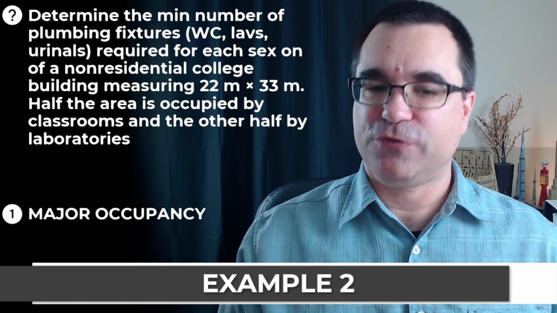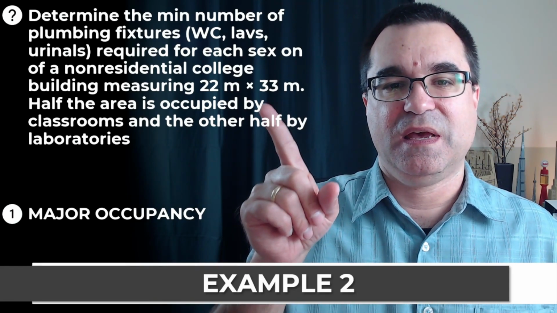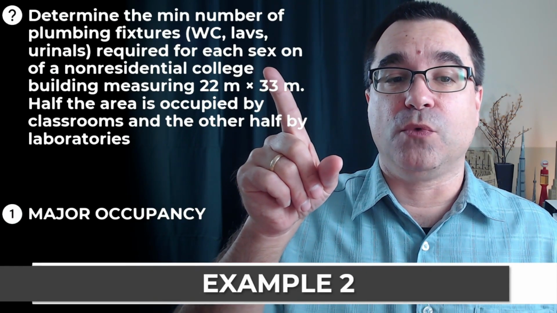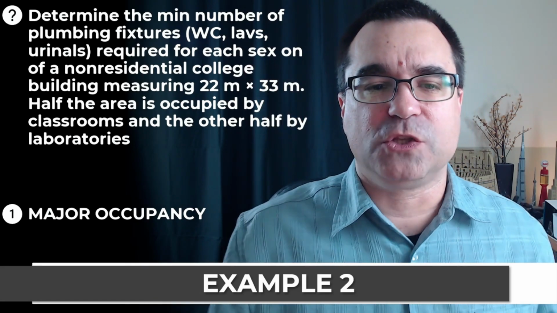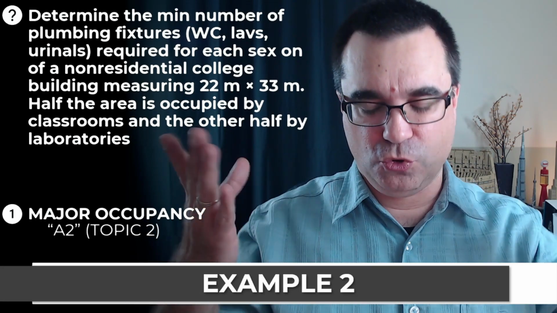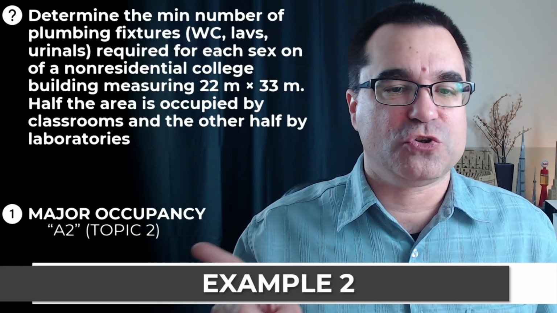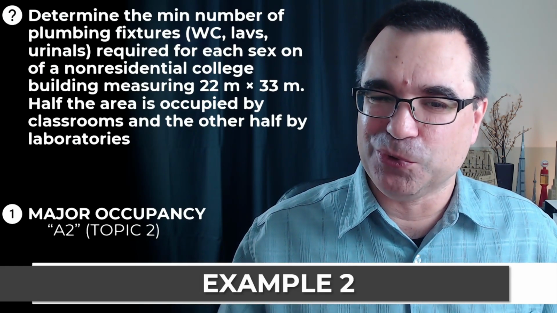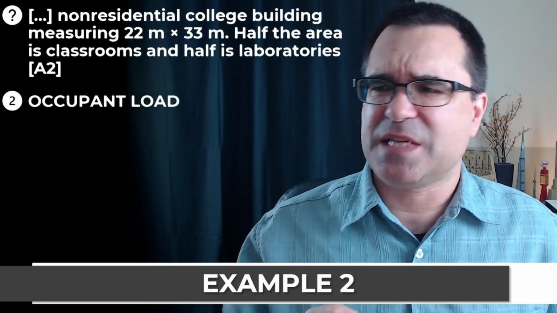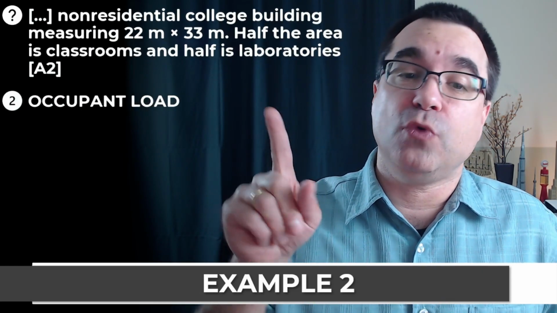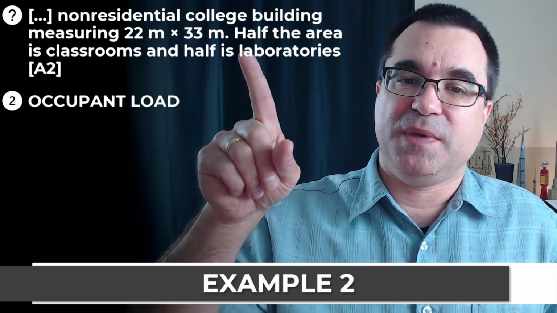Interesting. So first of all, step number 1, we have to find the major occupancy of this non-residential college building. So according to topic 2, we go and check out topic 2 and we find that that's an A2 major occupancy. If you're not sure how we got this, go check out topic 2 for all the references and steps. So I'm just going to clean things up a little bit. Next step, number 2, is to find the occupant load. How many people are expected to be in this space?